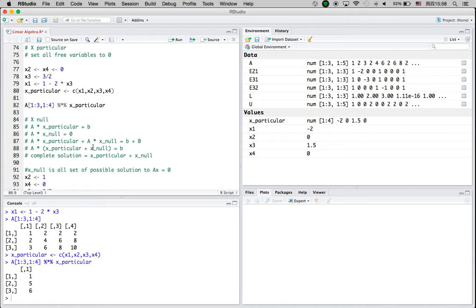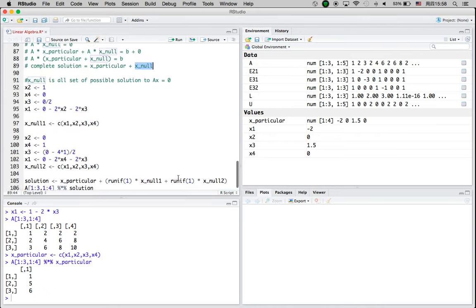And then, using the distribution rule, we have A multiplied by x particular plus x null, and that is also equal to B. So a complete solution is x particular plus the vectors in the null space, where x null is all the vectors that, multiplied by the matrix, return 0.